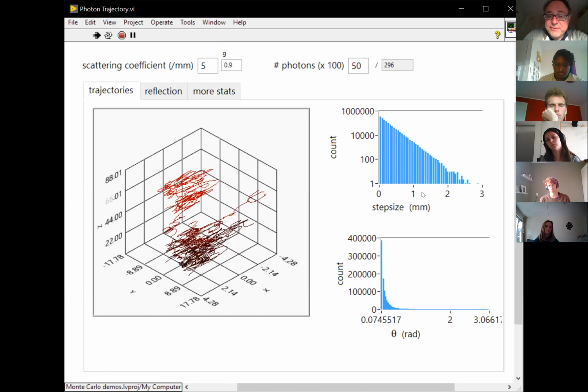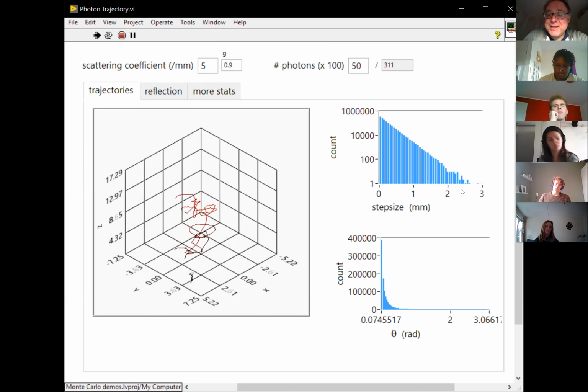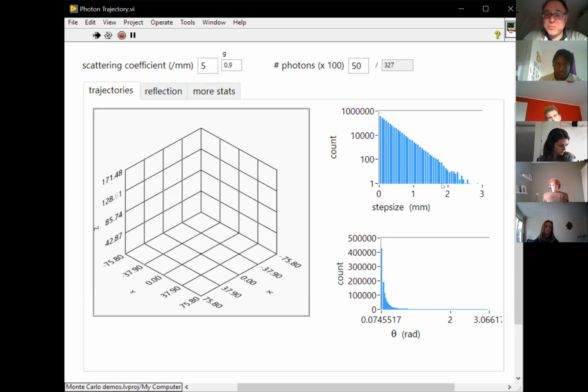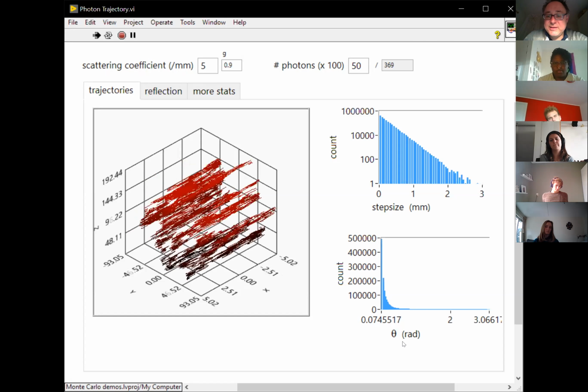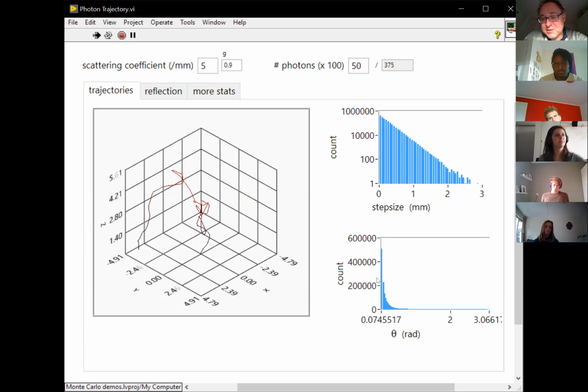Here on the right-hand side, for example, you see a histogram of the step sizes in this simulation, which was supposed to follow Beer's law. So if you plot that on a logarithmic vertical scale, it will become a straight line. That nicely works. This is a histogram of the deflection angles theta in the simulation. As you can see, these are all pretty small angles, which corresponds to a high value of the anisotropy factor.